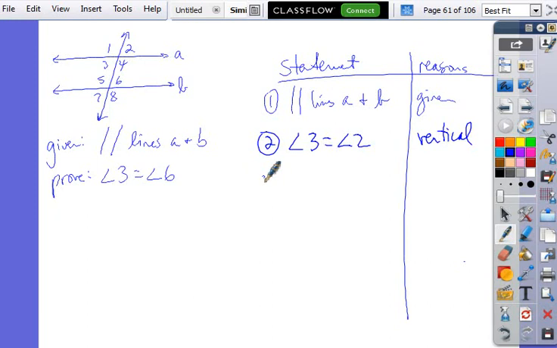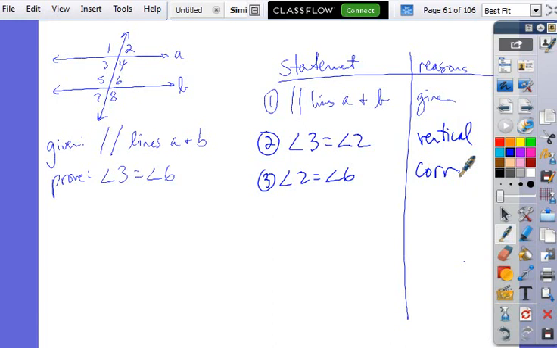Can I say that angle 2 is equal to angle 6? Yes, because they're corresponding. I'm trying to prove that 3 and 6 are the same, so I've got to use other stuff besides alternate interior.